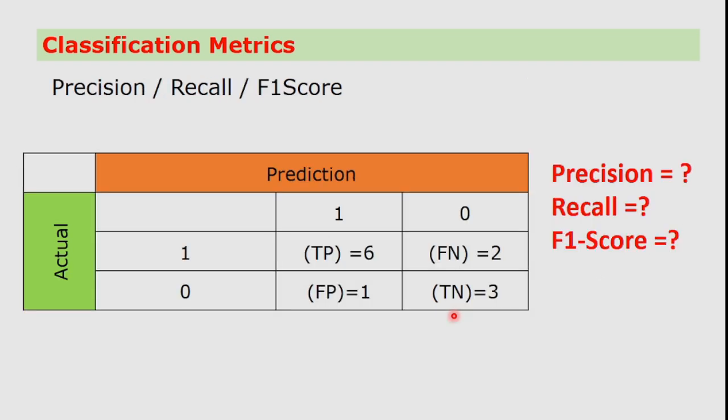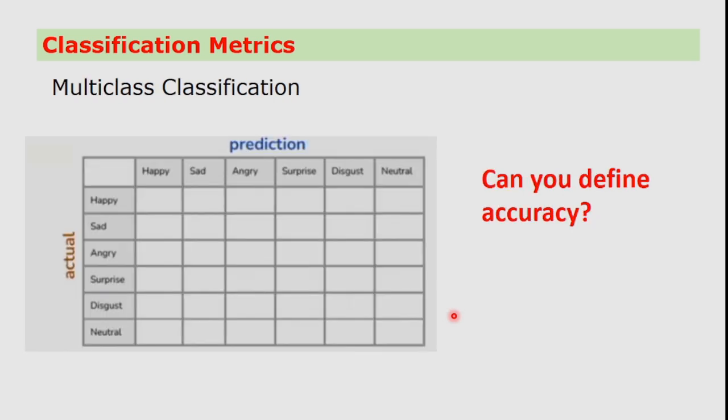So I want you people to work out on this and find the answer for this particular example for precision, recall and F1 score based on the part 1 video. So can you define accuracy? Accuracy is nothing but your true positive cases, that comes under the diagonals, and true negative cases divided by the whole number of cases: true positive, true negative, false positive and false negative.